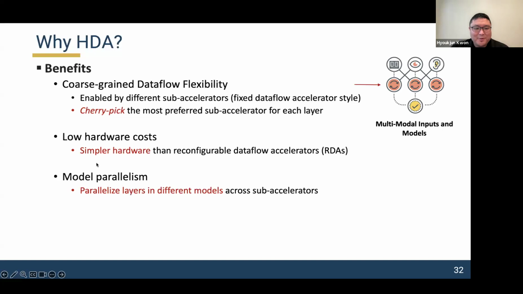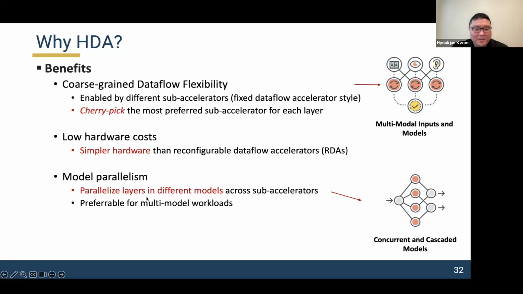And it naturally supports model parallelism. We can parallelize layers in different models across sub-accelerators and run different models concurrently. And this is preferable for multimodal workloads like AR/VR I mentioned at the beginning.